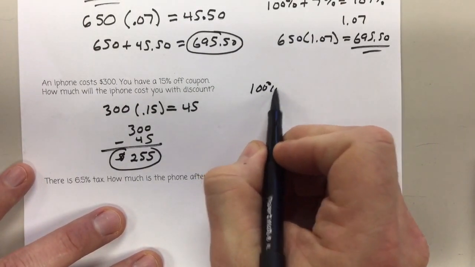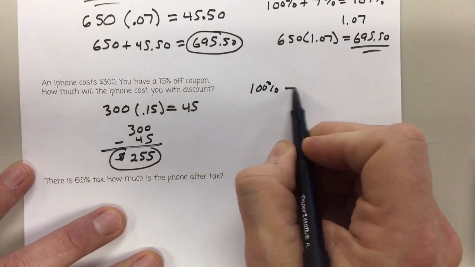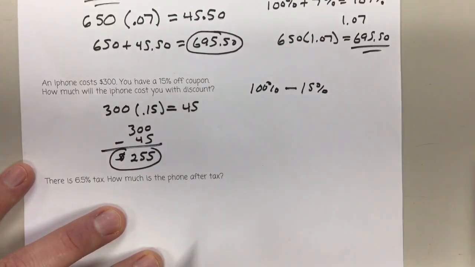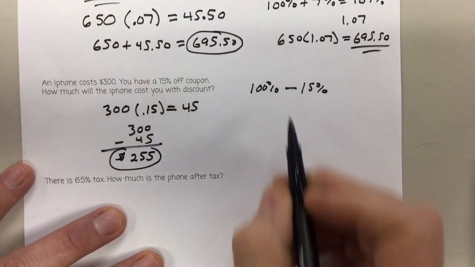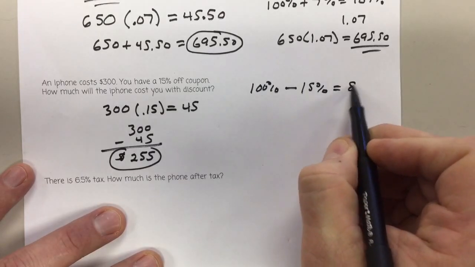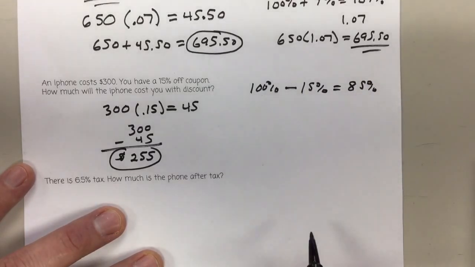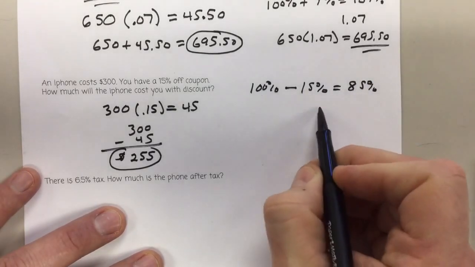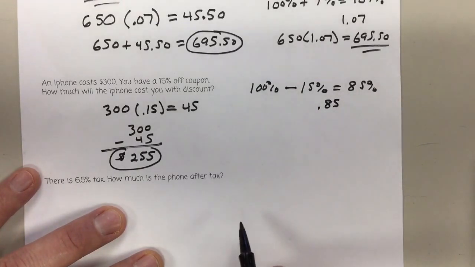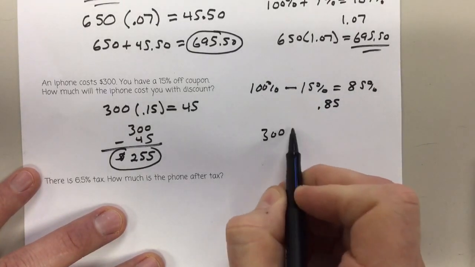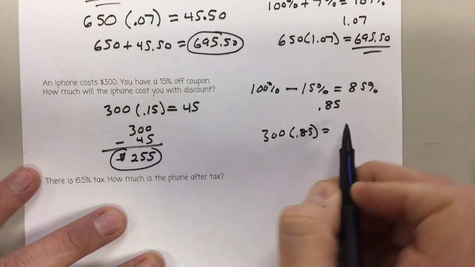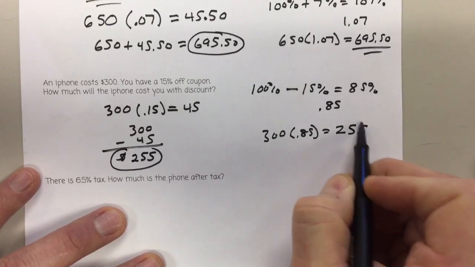So 100% of the cost is the $300. And I'm going to subtract 15% of that, which means I'm actually going to pay 85% of the cost of the phone. So I could take the 85%, turn it into a decimal, and multiply the cost of the phone by that. And I get right to $255.